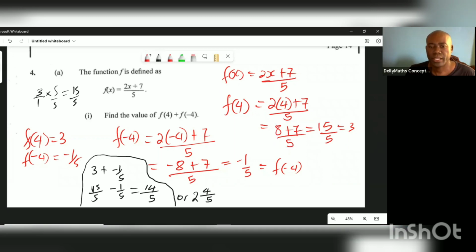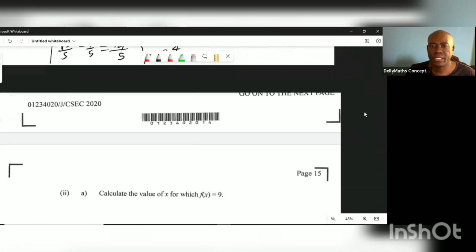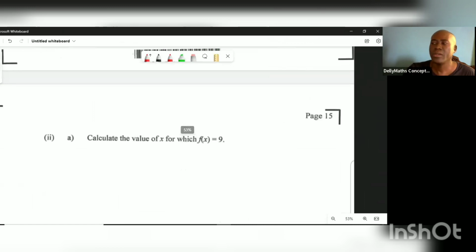All right. Let's go. So the next question says, hey, why not just let us calculate the value of x for which f of x is equal to 9. So let me get the f function. The f function says f of x is equal to 2x plus 7 all over 5. I want to know what x values I could put there, so that when it's worked out, I get 9.